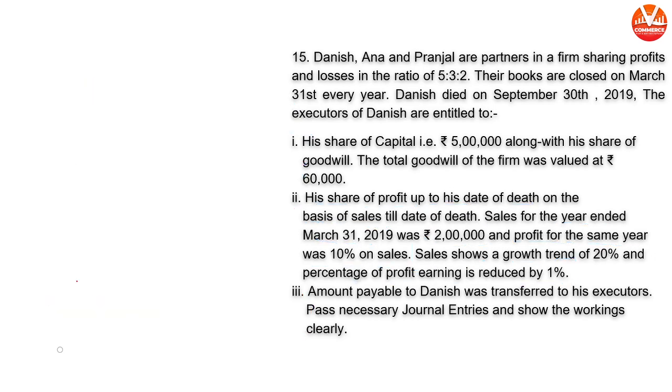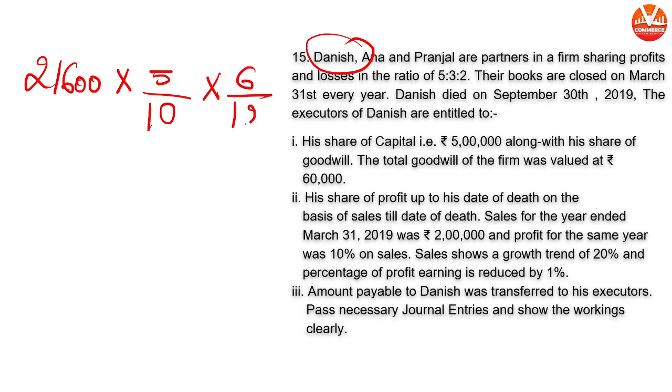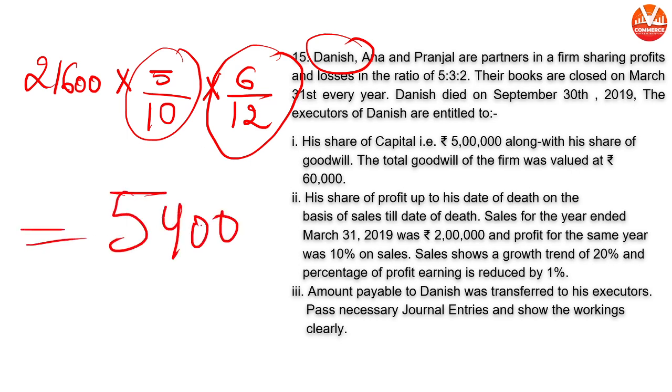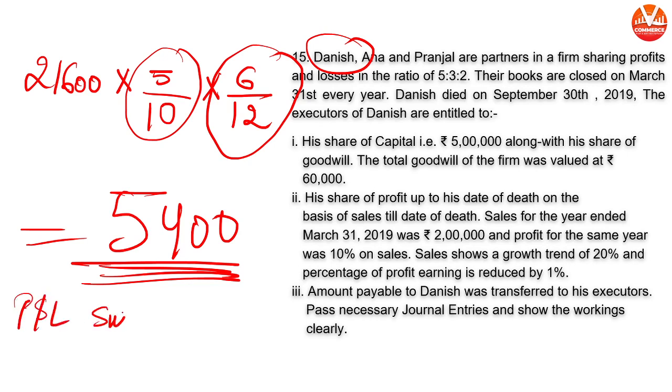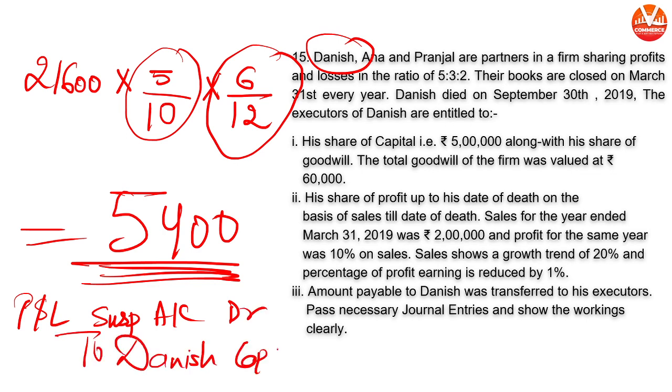Now in this current year profit, you will calculate the share of Danish, 5 by 10, and he was alive only for 6 months. So we will give him profit of 6 months and his share is 5 by 10. So 21,600 multiplied by 5 by 10 multiplied by 6 by 12. His share of profit will be 5,400. And what will be the journal entry for this? The journal entry will be P&L suspense account debit to Danish's capital account.